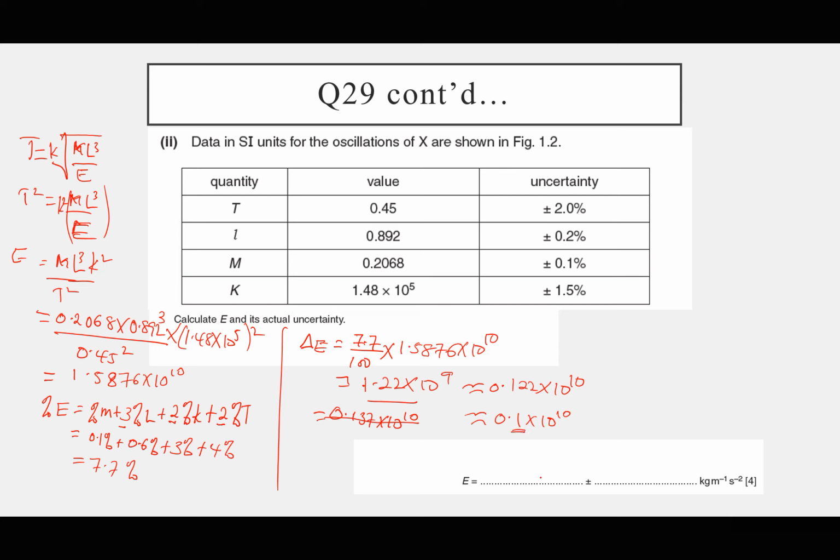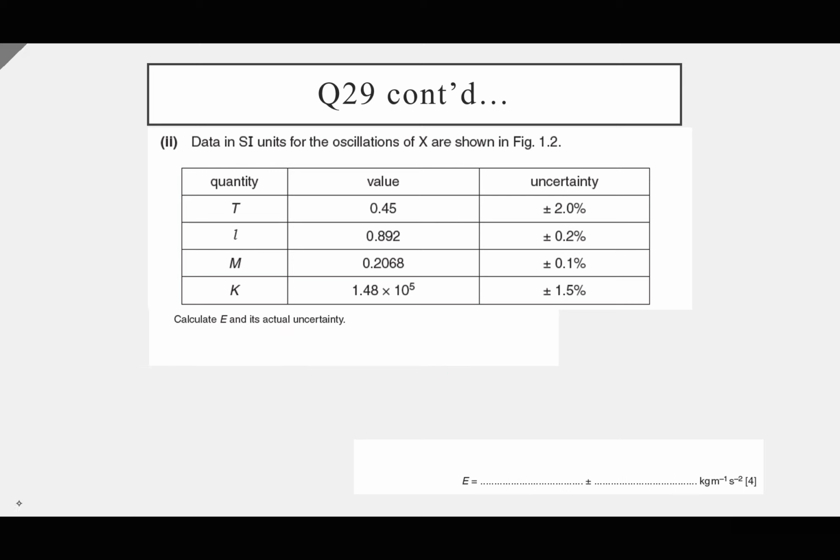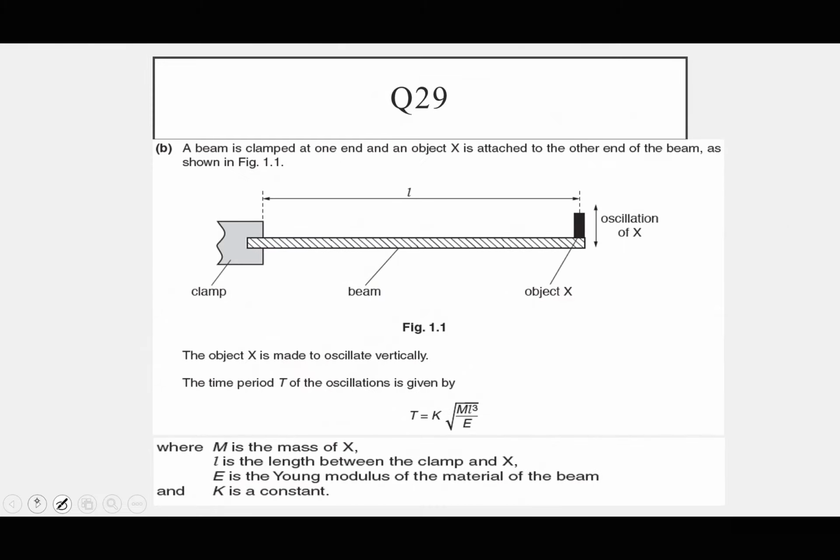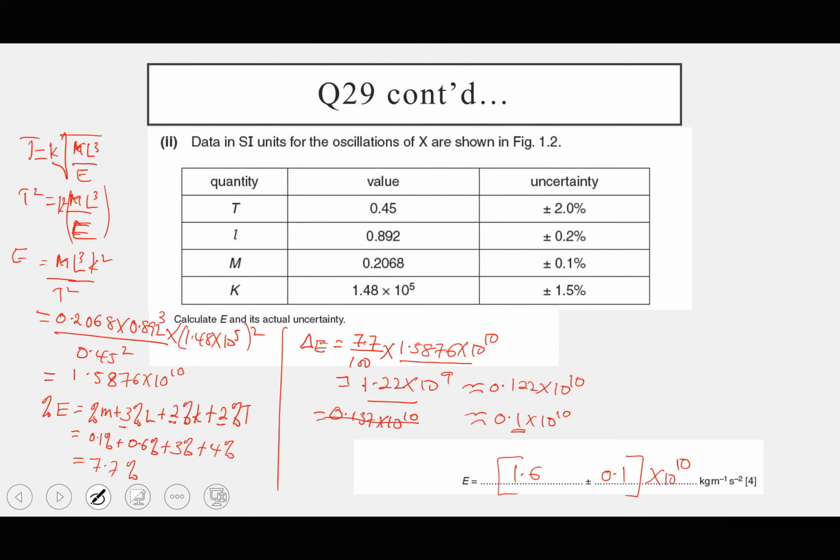So I'll write my value of E as 1.6 plus or minus 0.1. Now I'll put all this in brackets, times 10 power 10. Okay, as simple as that. I hope my calculation is correct. You can always cross check. There is no problem with that.